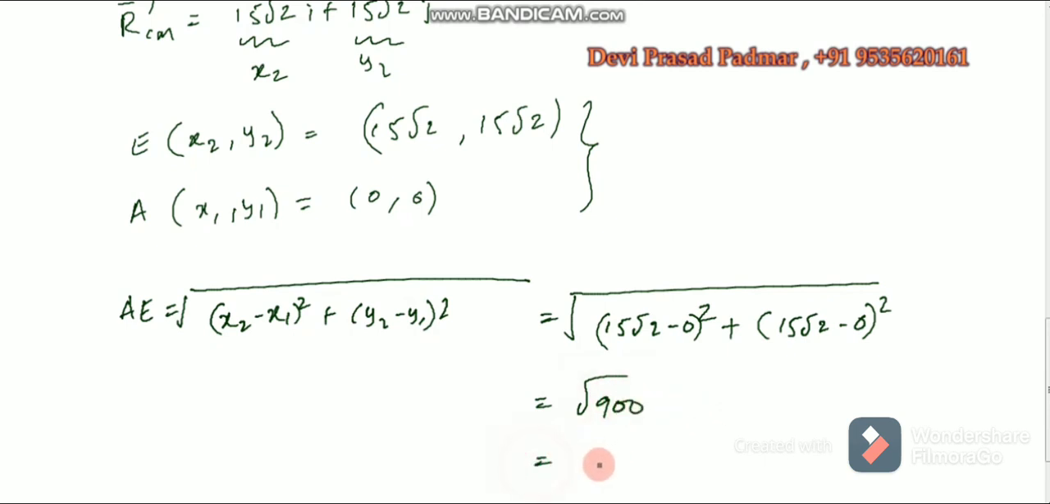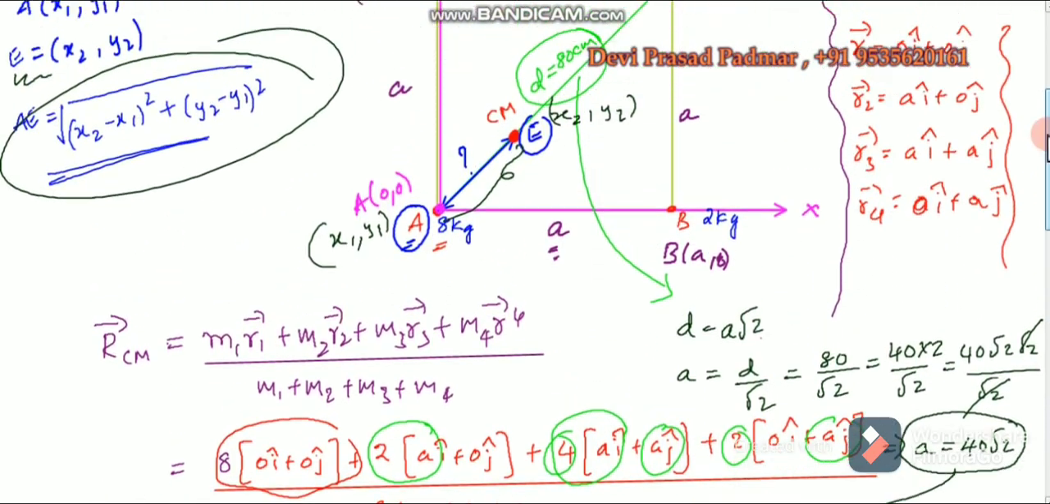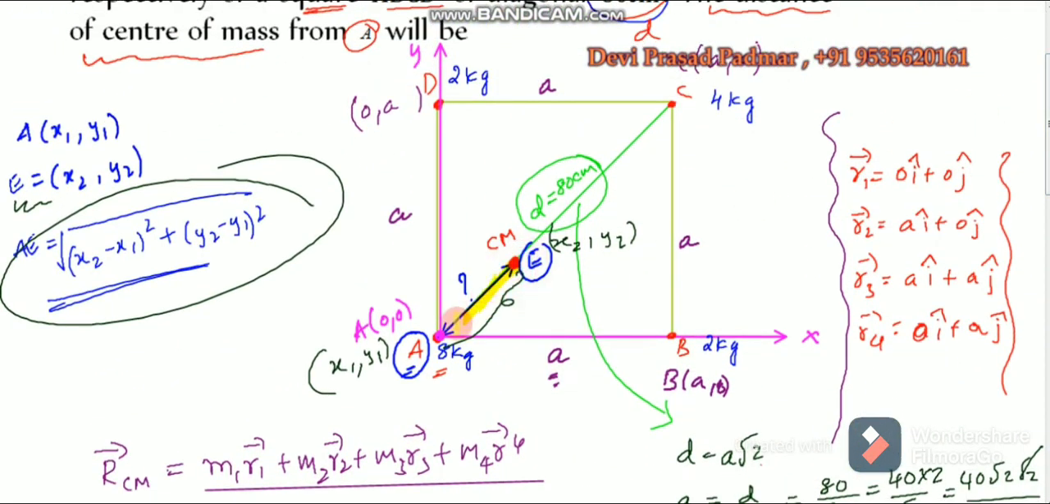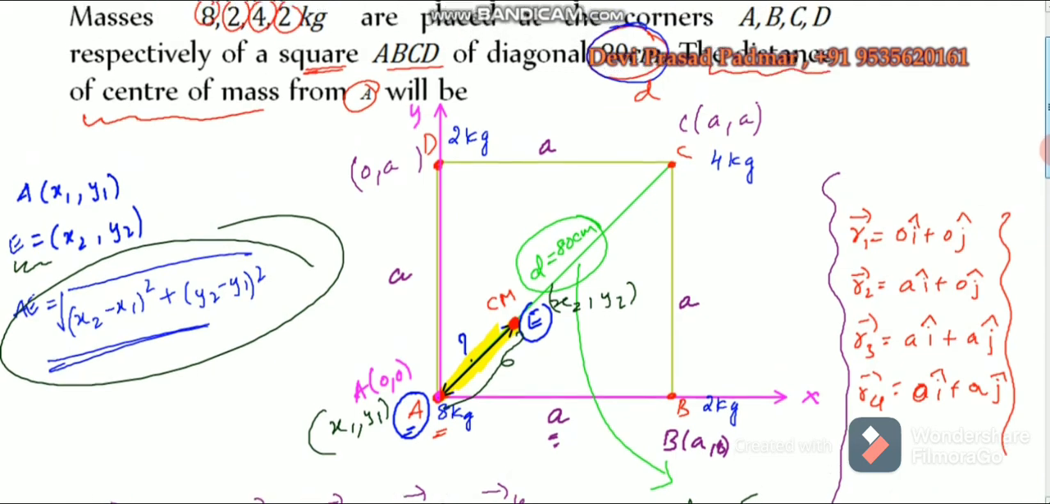Root of 900 means it is 30, and distance is given in centimeter. Diagonal is given as 80 centimeter, right? So unit is centimeter. Here the distance between center of mass and point A is given by 30 centimeter. So this distance is nothing but 30 centimeter. I hope it is clear.